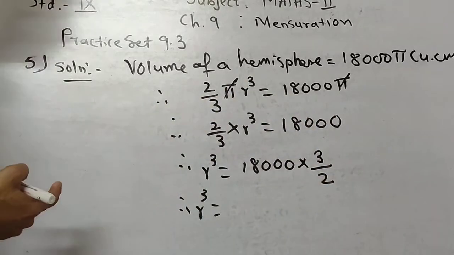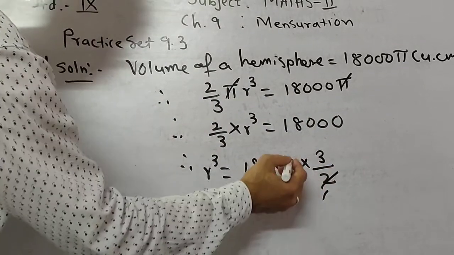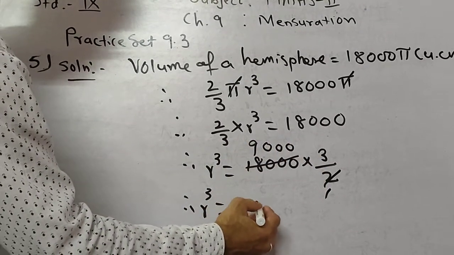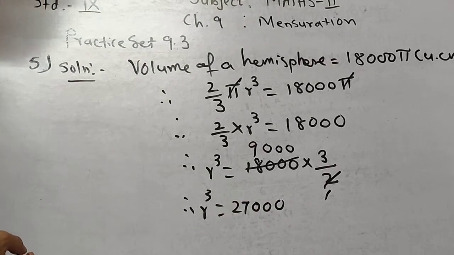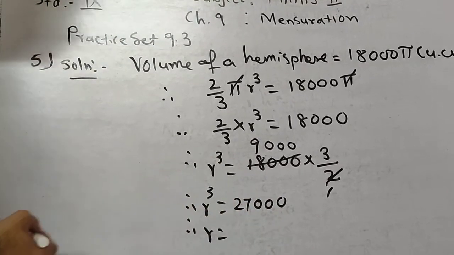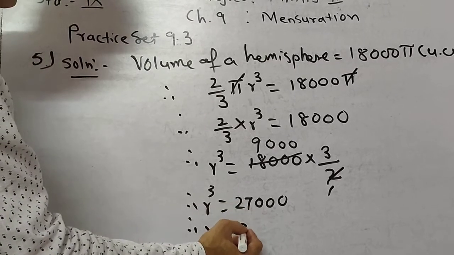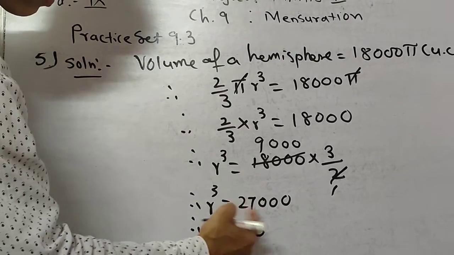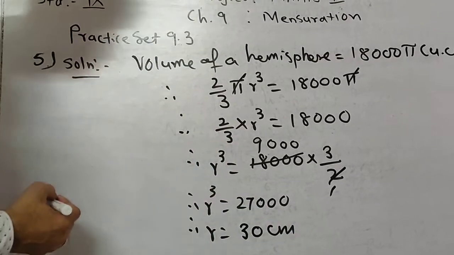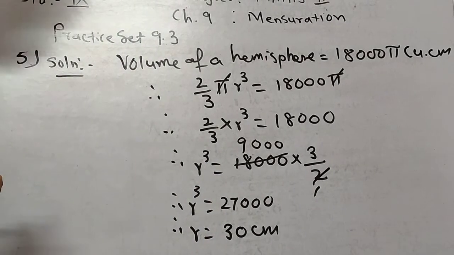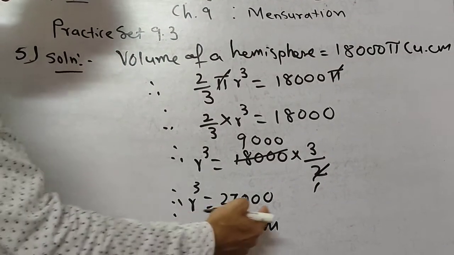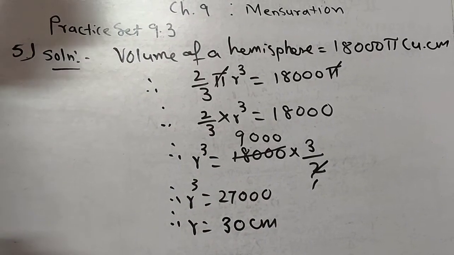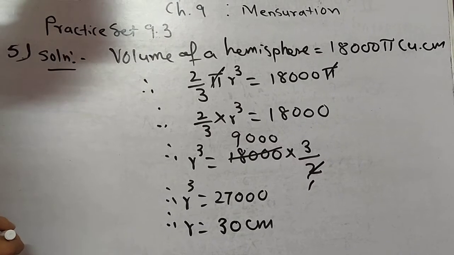As you know, cancellation. 2 ones are 2, 2 nines are 18, 9,000. 3 nines are 27, 27,000. R cube is 27,000, and therefore r is equal to the cube root of 27, which is 3, and from the 30 you will select 10, that is 30 centimeter. Taking the cube root, the cube root of 27 is 3, and out of this 30 you will select 10.